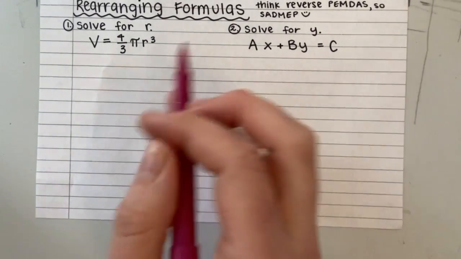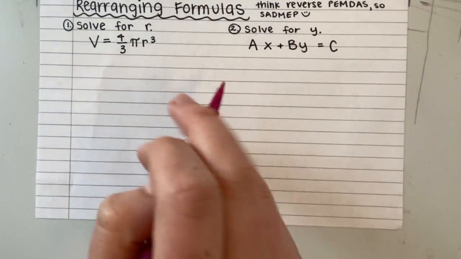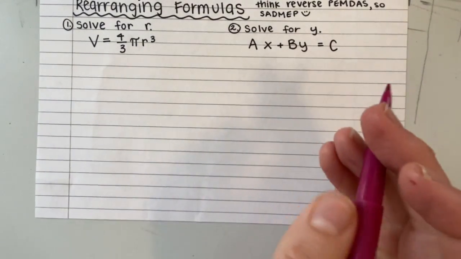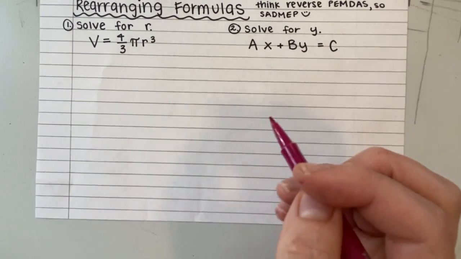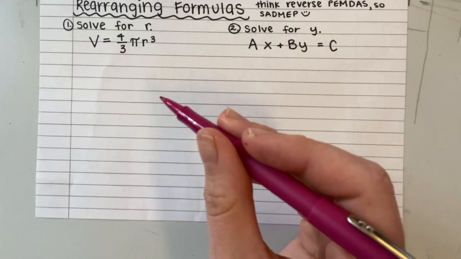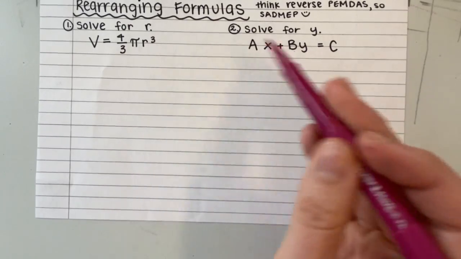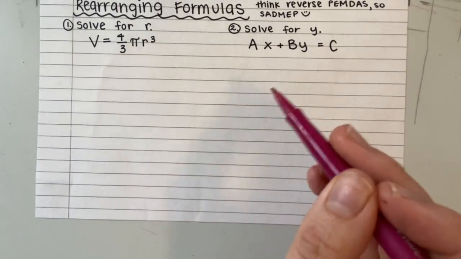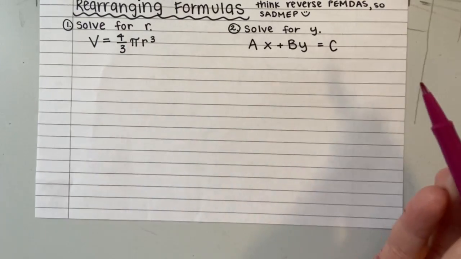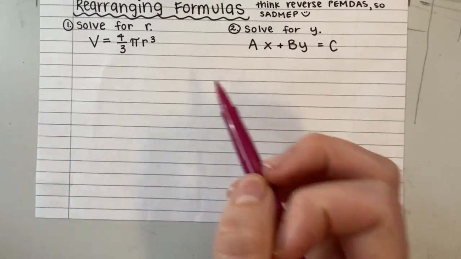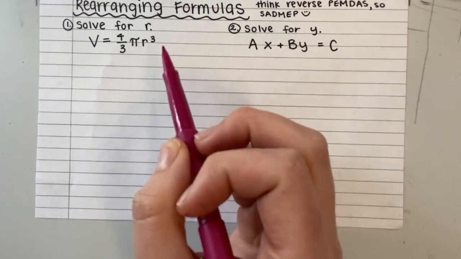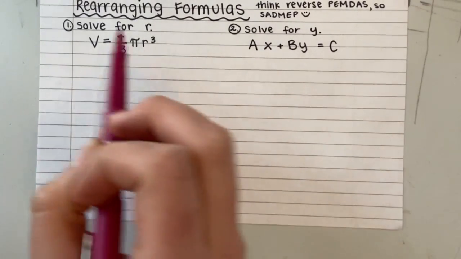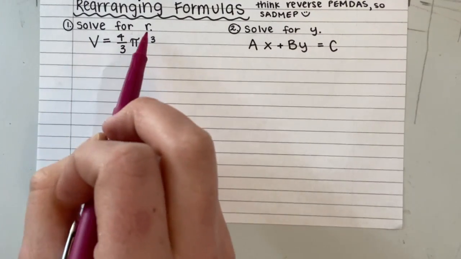So rearranging formulas, I think, is a really good test of how comfortable you are with math and inverse operations, because that's all that you can really use in order to rearrange a formula or solve for a specific part or specific variable in that formula. So let's start with looking at solving for r.